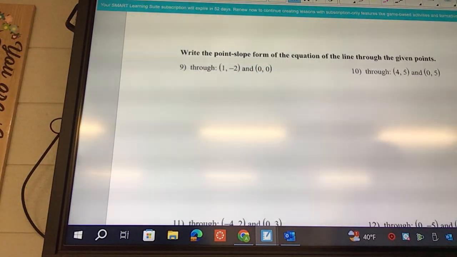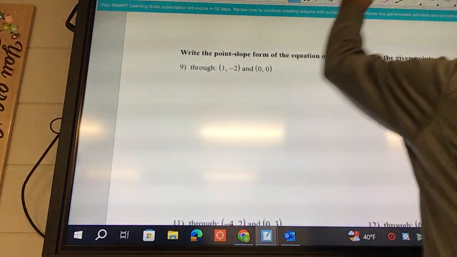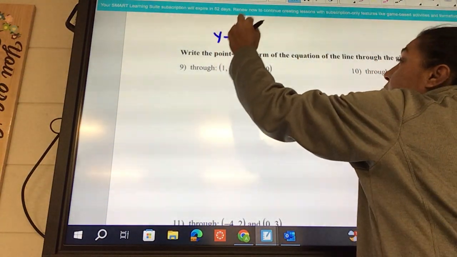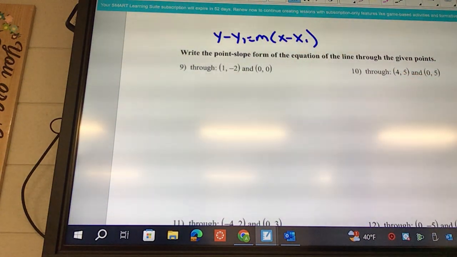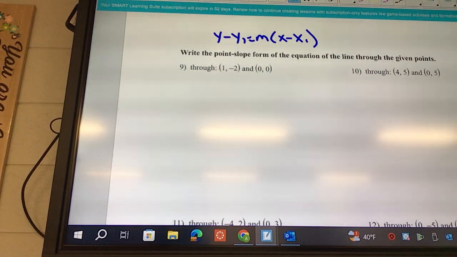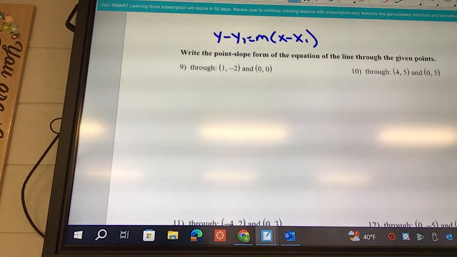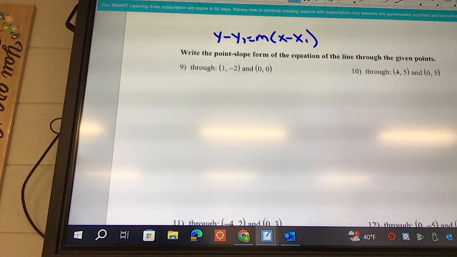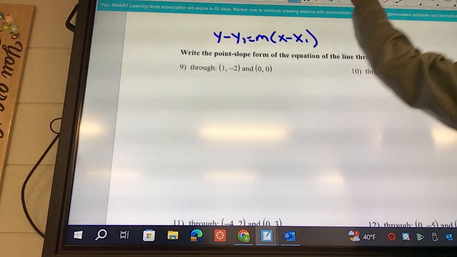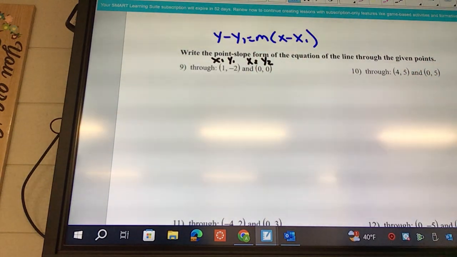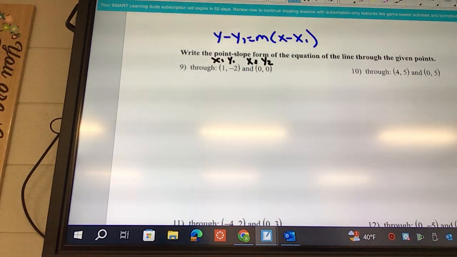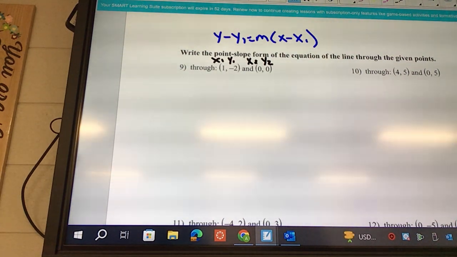The next one on here, they want you to write the point slope form. So I got y minus y1 equals m(x minus x1). That's the point slope formula. However, if we look at this, do I have an m? No, I don't have a slope. They only give us 2 points. To label a point, it goes like this: x1, y1, x2, y2. There's no m. In order to even do this problem, I need to find the m first.